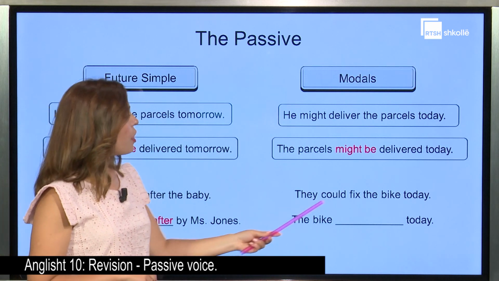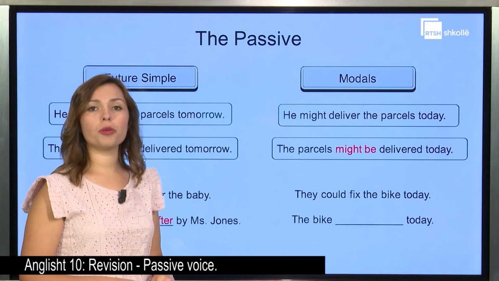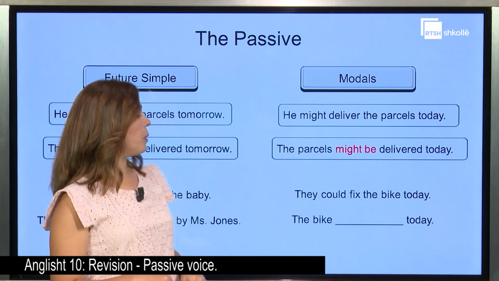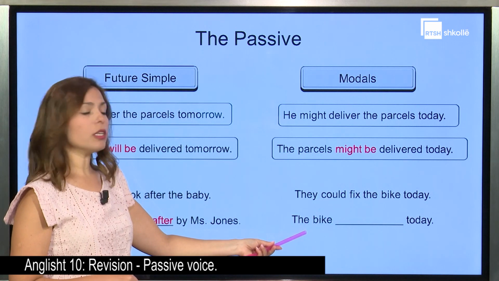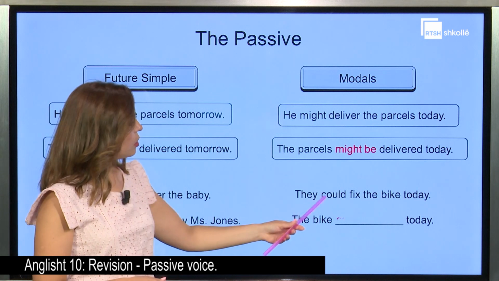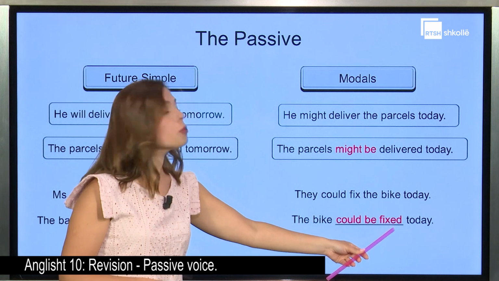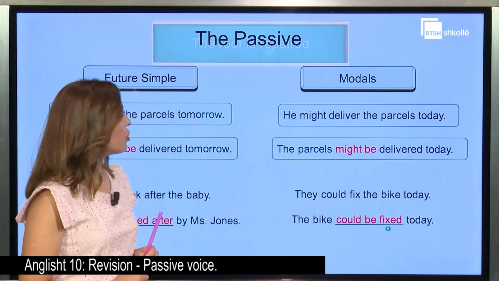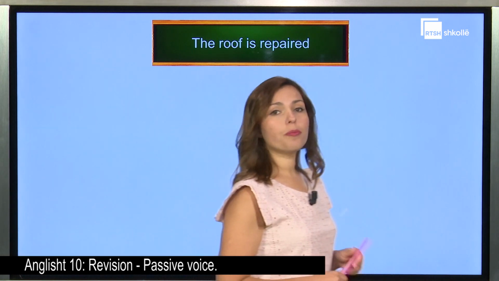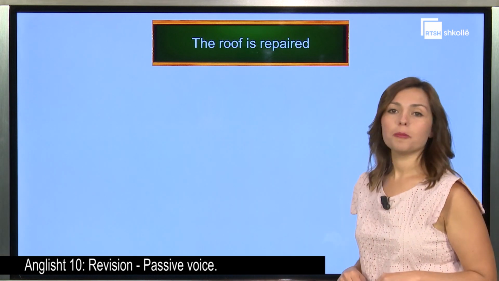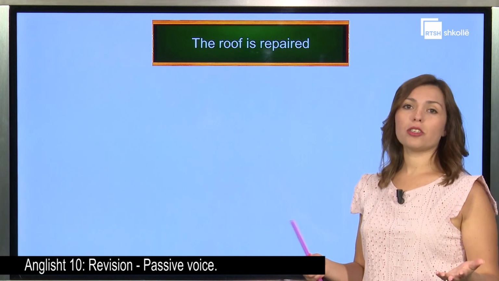And they could fix the bike today. As we said, keep the modal verb and put the verb to be. The bike, the object that has become the subject, could be, as we said, fixed, the past participle of the verb fix today.